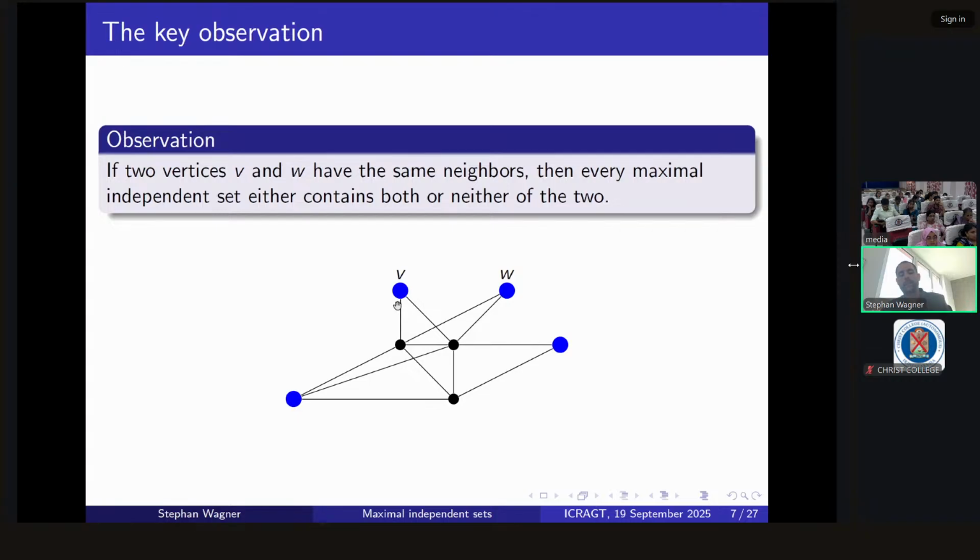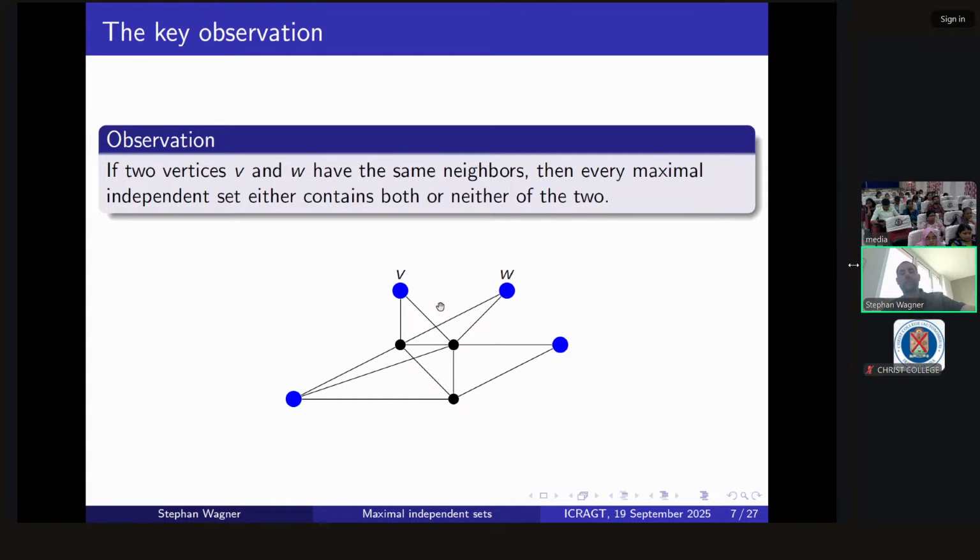Now, could there be a maximal independent set containing only one of the two? The answer is no, because if, let's say, V is contained in an independent set, then neither of the two neighbors is. So to be maximal, W has to be contained as well. It would always be possible to add W otherwise.